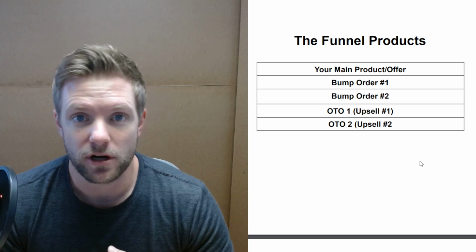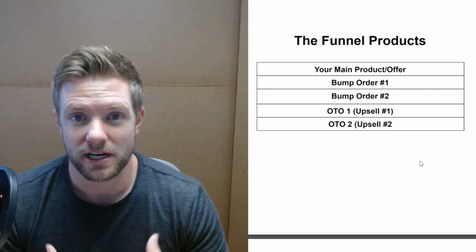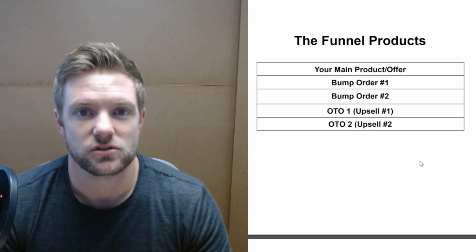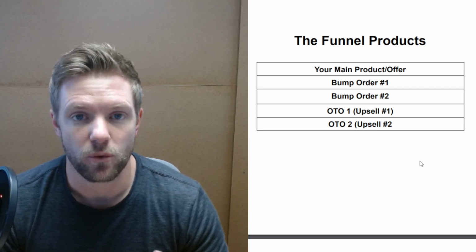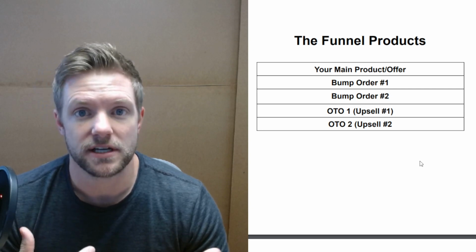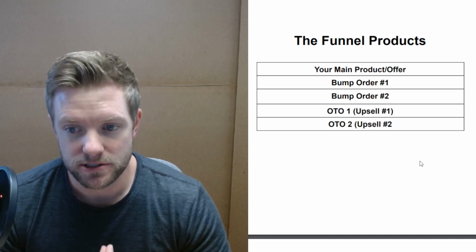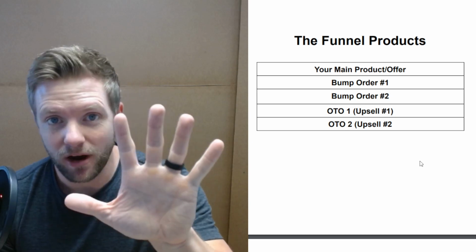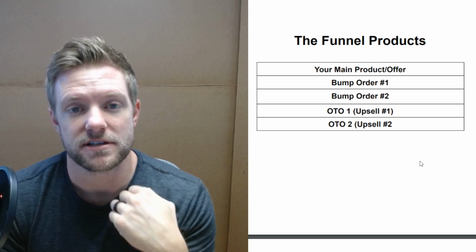You have your bump order number 1, right? And we always recommend using at least 2 bump orders. It gives you just extra chances in order to increase the ACV. So we have bump order 1, bump order 2, and then we always have at least 2 upsells or one-time offers after the initial purchase, which is OTO1 and OTO2. So we basically have 5 products in order to help us increase the ACV.